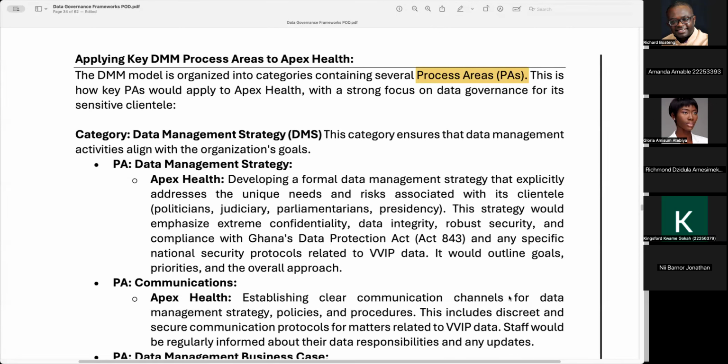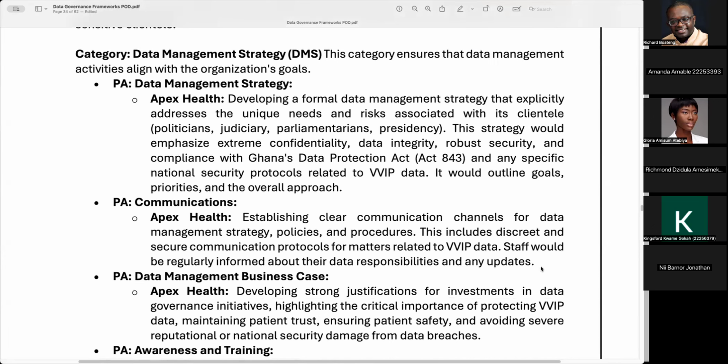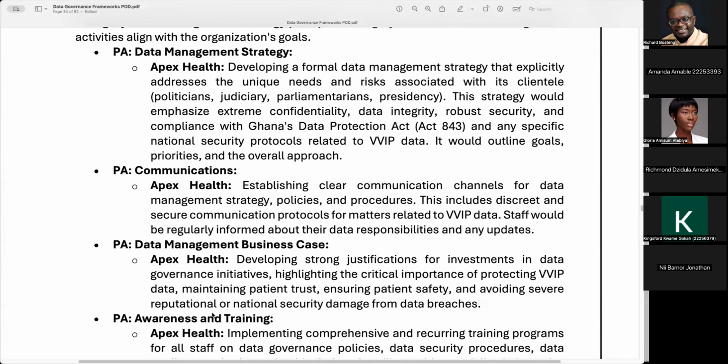What are some other key process areas for Apex? Communications is vital. Ensuring clear communication channels exist, including establishing discrete protocols for handling sensitive VVIP matters and making sure all relevant staff are appropriately informed about policies and procedures. The Data Management Business Case PA guides justifying the significant investments needed for robust data governance, strongly highlighting the critical importance of protecting VVIP data, maintaining patient trust and safety, and avoiding potentially catastrophic reputational damage or national security implications from mismanagement.